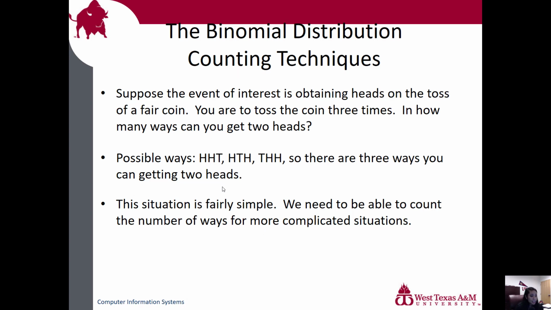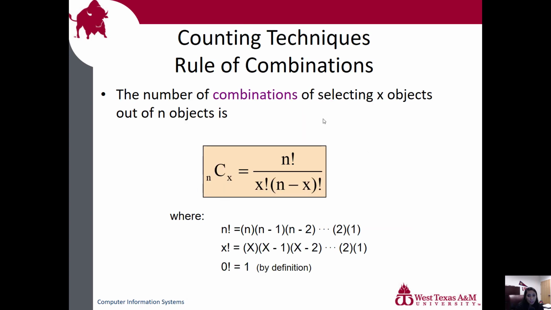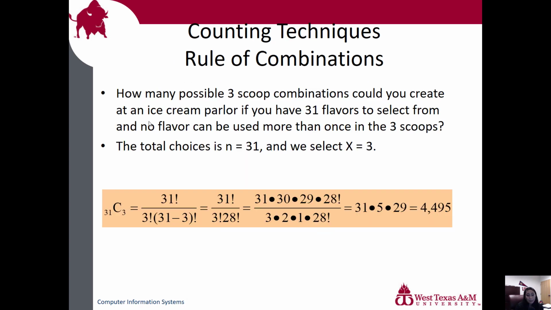However, in more complicated situations, we may need to use a combination equation. So here's a combination equation, and basically what it's calculating is the number of possible combinations that you could create for a given event. So here's another example. How many possible 3 scoop combinations could you create at an ice cream parlor if you have 31 flavors to select from and no flavor can be used more than once in the 3 scoops? Using this formula, we see that there are 4,495.